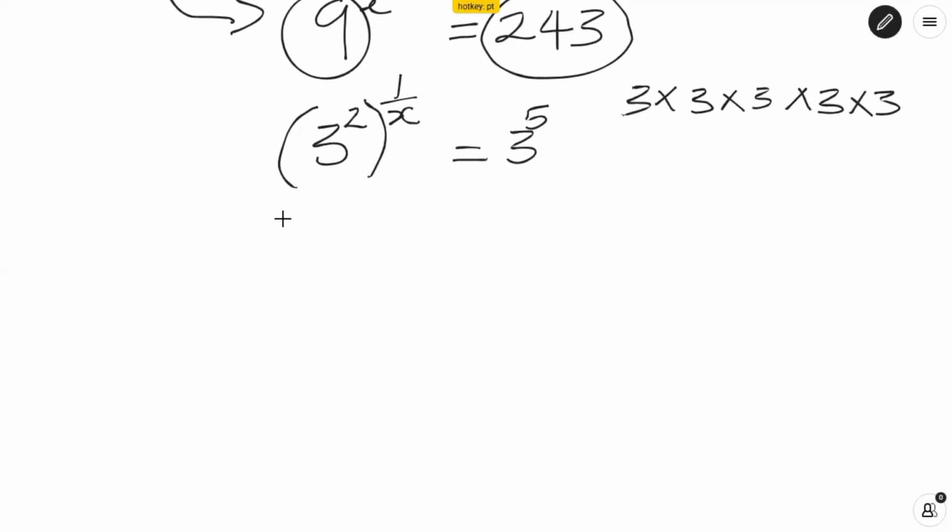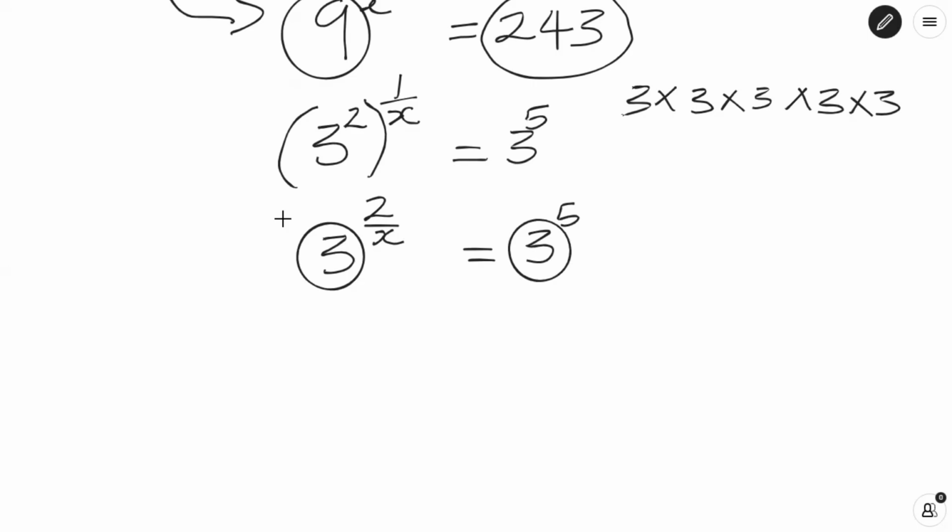Next, let's get rid of these brackets that we have. And when we do that, we're going to have 3 to the power of 2 times 1 over x, which is 2 over x, is equal to 3 to the power of 5. Okay, now we can see that our equation has the base 3 on both sides.